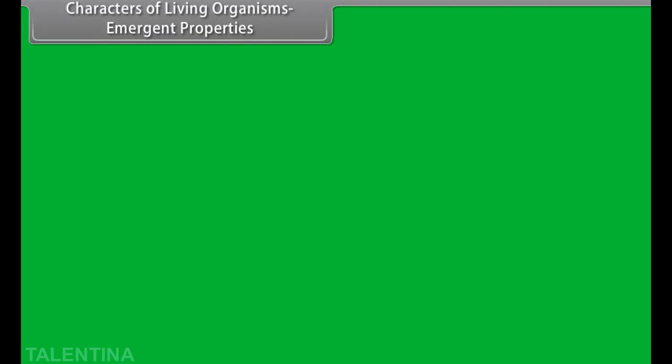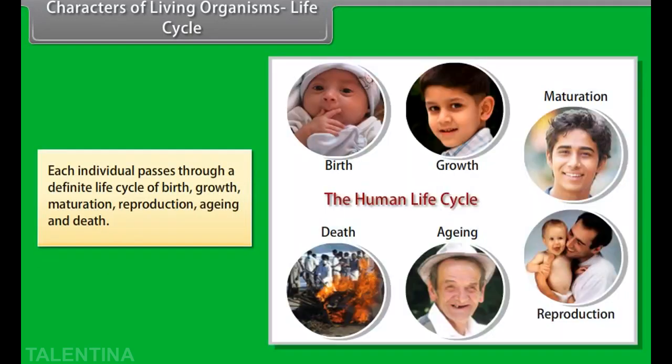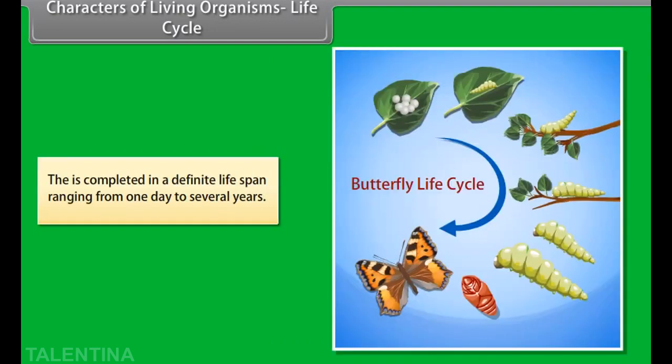Characters of living organisms: Emergent properties. The appearance of new characteristics at a given level of organization is called emergence. Characters of living organisms: Life cycle. Each individual passes through a definite life cycle of birth, growth, maturation, reproduction, aging, and death. This is completed in a definite lifespan ranging from 1 day to several years.